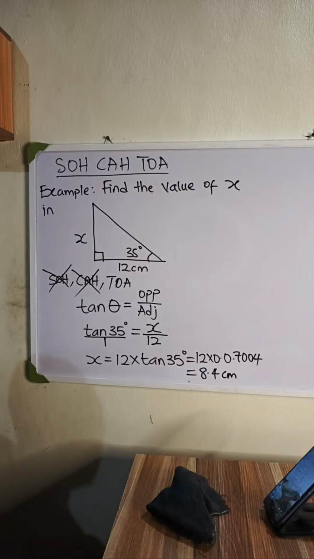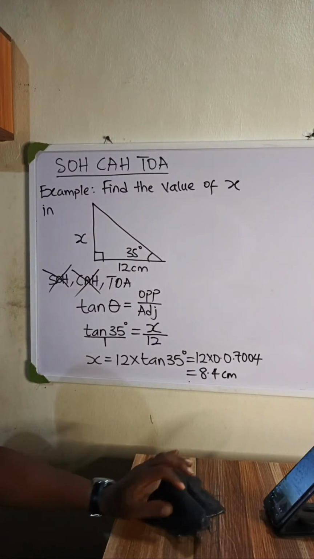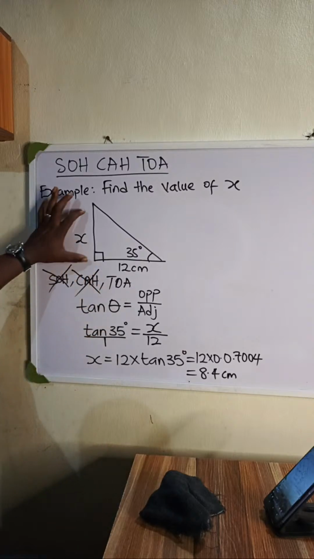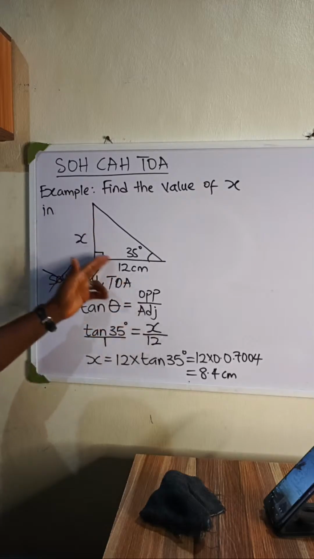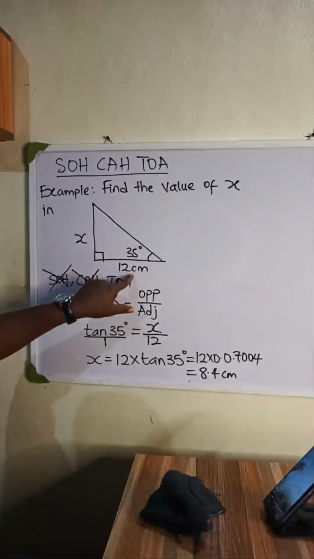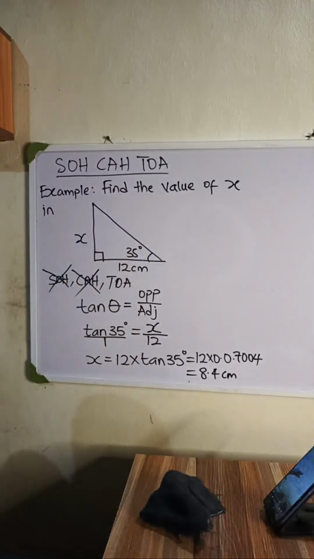Okay. 8.4 centimeter. Good. So we've been able to find a missing side of this right angle triangle because we were given one side and one angle. So Sohcahtoh has been used to calculate a missing side because we were given one side and one angle. Okay. So quickly go to the next example.